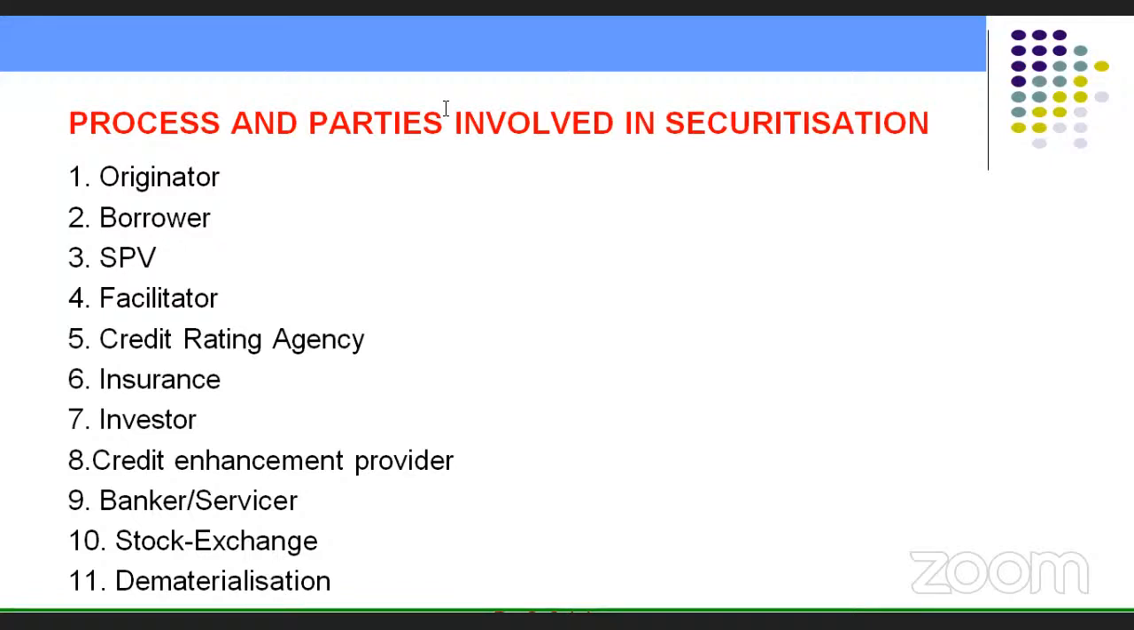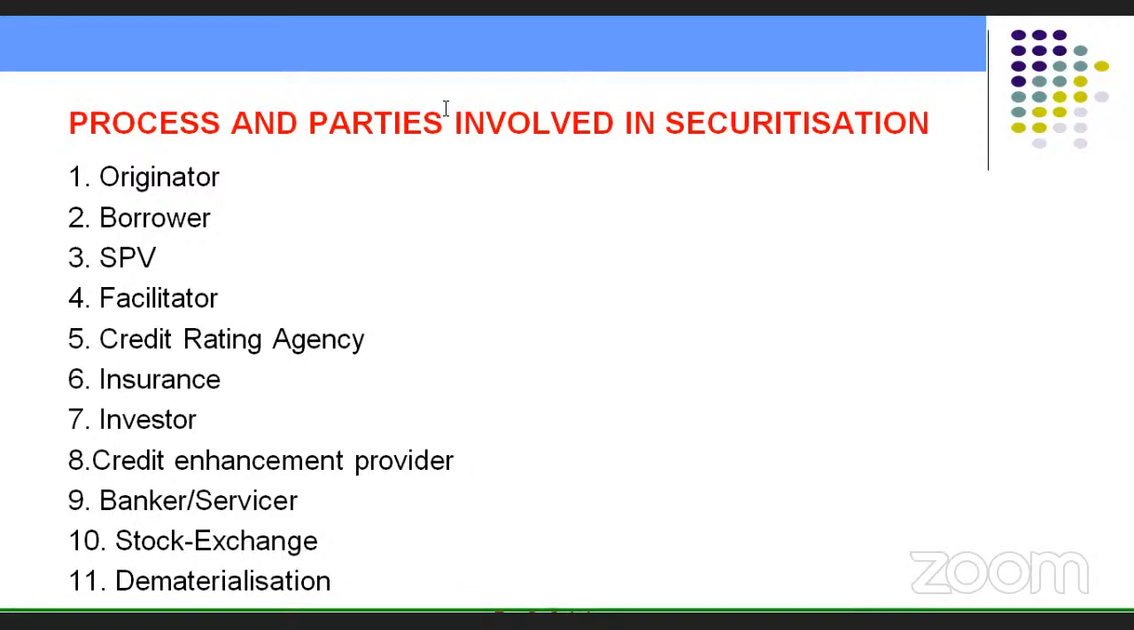Now, borrower. The borrower is the party to whom the originator has extended a loan or sold goods, for which the amount is receivable from the borrower in the future in the form of equated periodic installments. The period can be monthly, bi-monthly, quarterly, half-yearly, and annually.